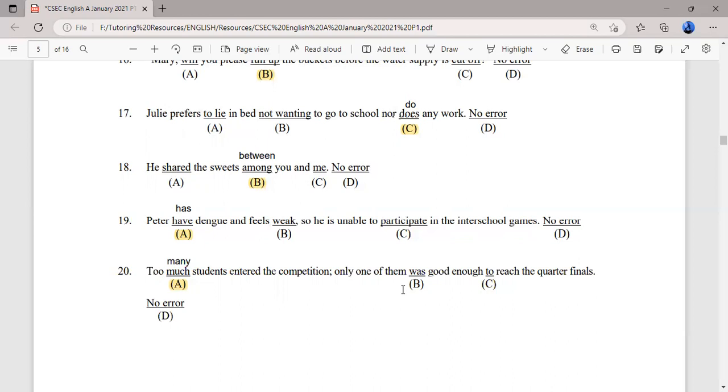Number 19, Peter have dengue and feels weak, so he is unable to participate in the inter-school games. Peter has dengue, so A, have, is the incorrect option.